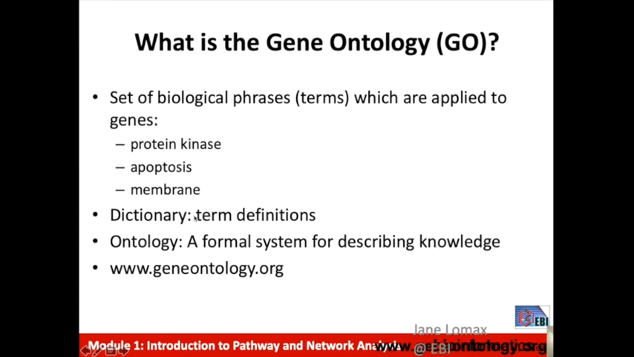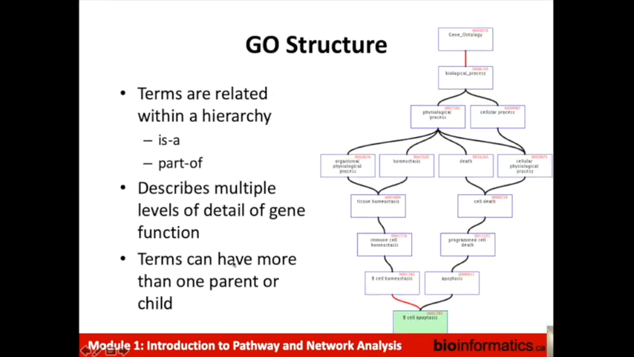So usually ontologies have a couple of different features. One feature is that terms are frequently related to each other, which I'll explain in a bit. You also have a standard way of naming terms. More information about gene ontology is available at the project homepage. So gene ontology is structured in a hierarchy.